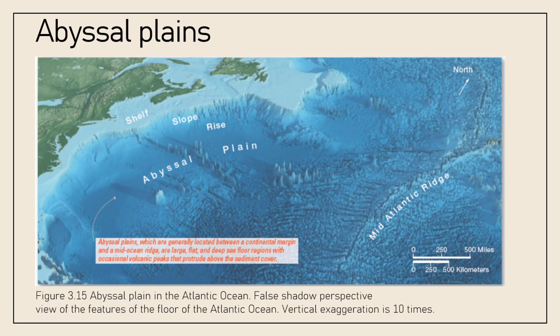You can see abyssal plains are generally located between the continental margin and the mid-oceanic ridge, and this is the mid-Atlantic ridge, which is again a mountainous feature we'll be discussing. So the area between the shelf, slope and rise and the oceanic ridge is called the abyssal plain. These are large, flat, deep sea floor regions with occasional volcanic peaks. The protrusions you are seeing here are volcanic peaks that protrude above the sediment cover. These volcanic peaks are formed from the lavas thrown out of the ridge. We'll see that in the upcoming slides.